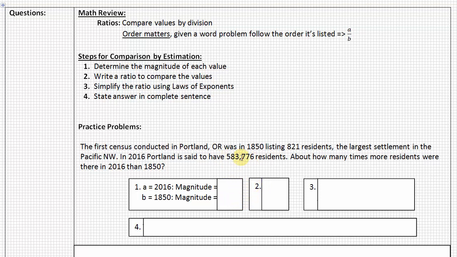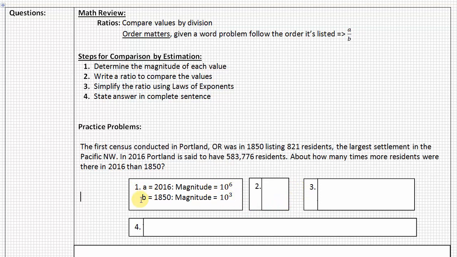So remember, magnitude is talking about the number of place values that a number uses. Since I see 6 place values, we would say that the magnitude for 2016 is 10 to the 6th power. And in 1850, it's listed as 821. I see 3 place values there, so it's going to be 10 to the 3rd. So we figured out the magnitude, and now we're ready to write our ratio.